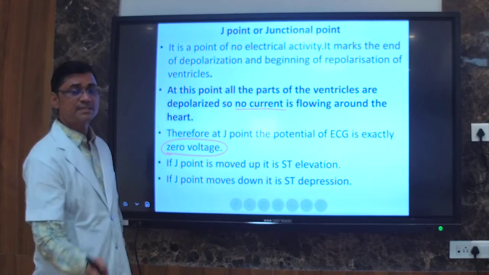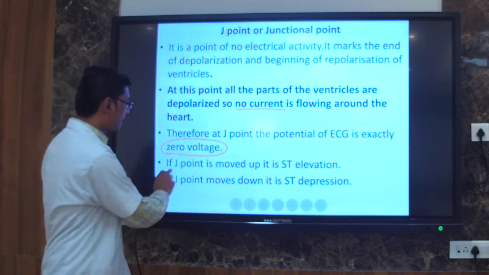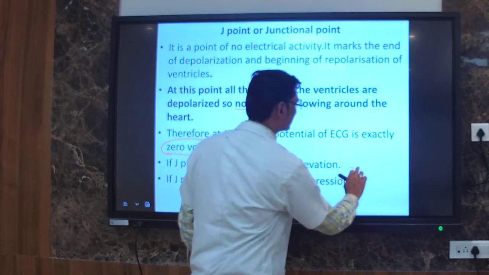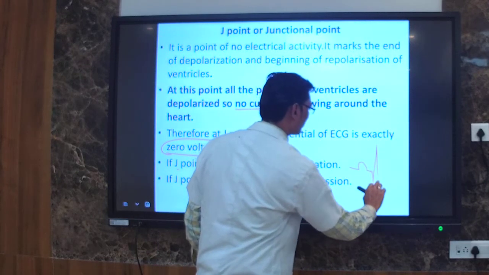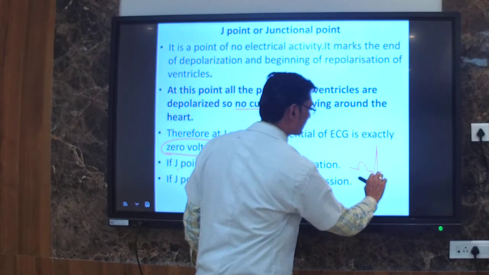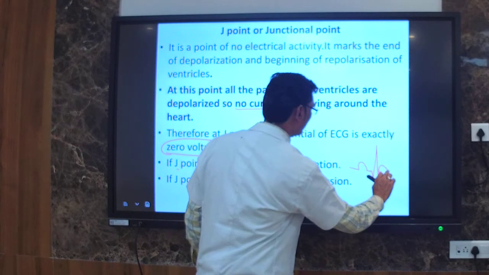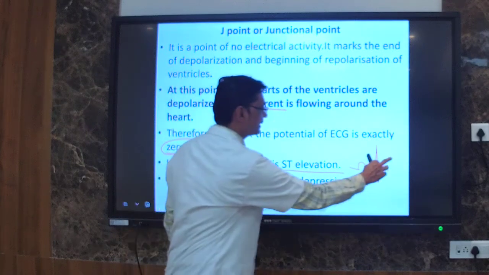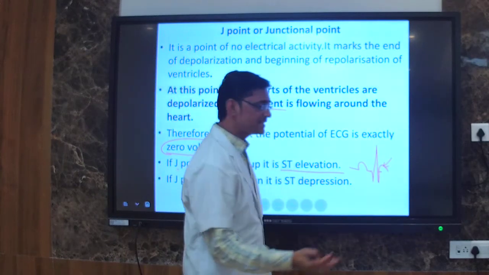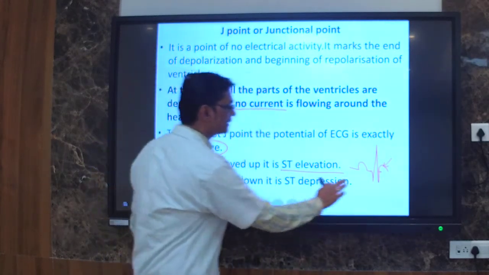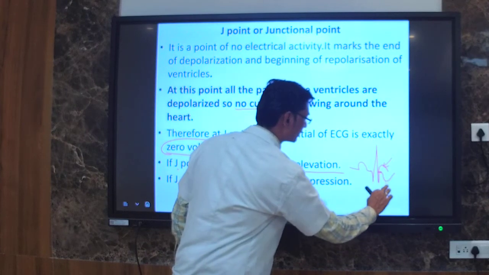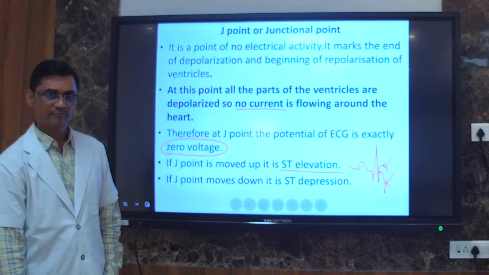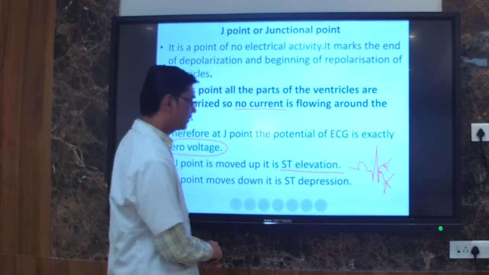Now, the importance of this J point lies in case the J point is moved up. That means, if you consider ECG, this is the beginning of the J point. If this J point is moved up, it is called ST elevation. Now if this J point is moving down, it is called ST segment depression.